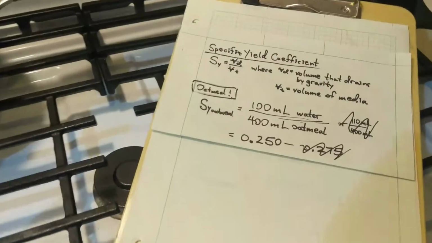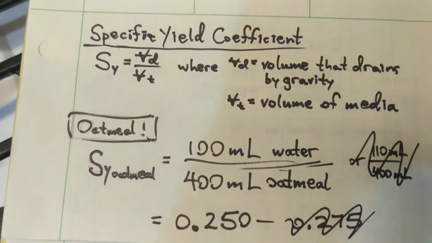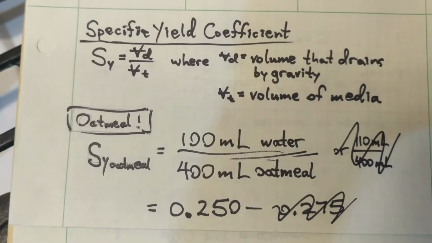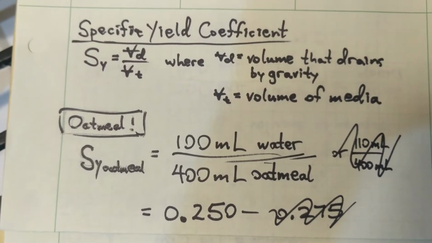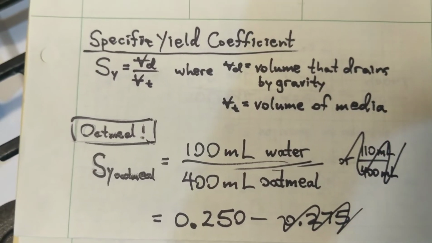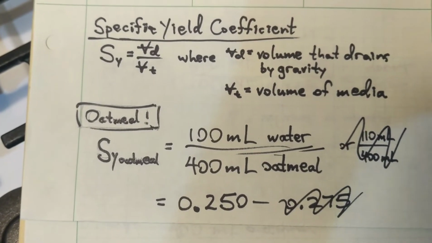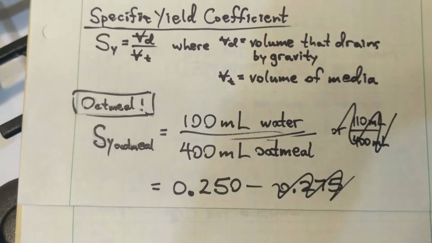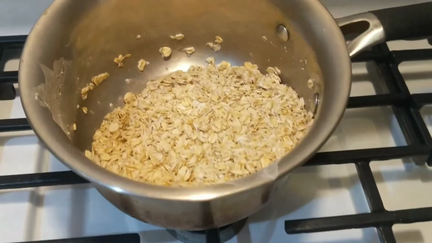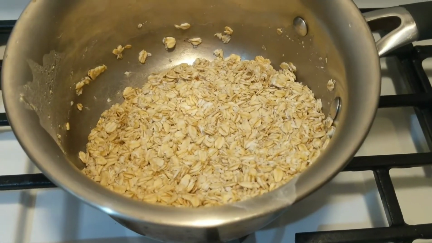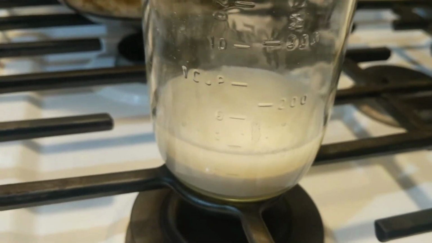So there you have it. The specific yield of oatmeal is about 0.25 if we consider just 100 milliliters of water that were yielded from the media, with the media volume being 400 milliliters of oatmeal. And there you have it. 400 milliliters of oatmeal let go of 100 milliliters of water once it was fully saturated, and there it is.